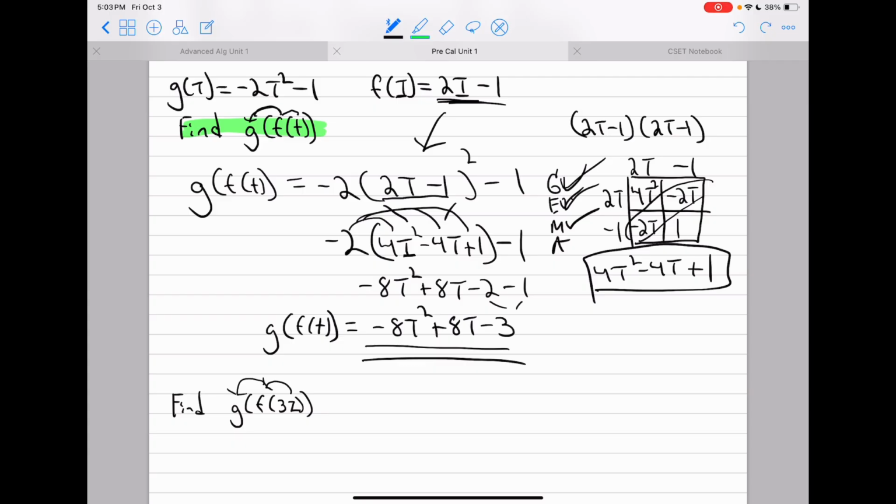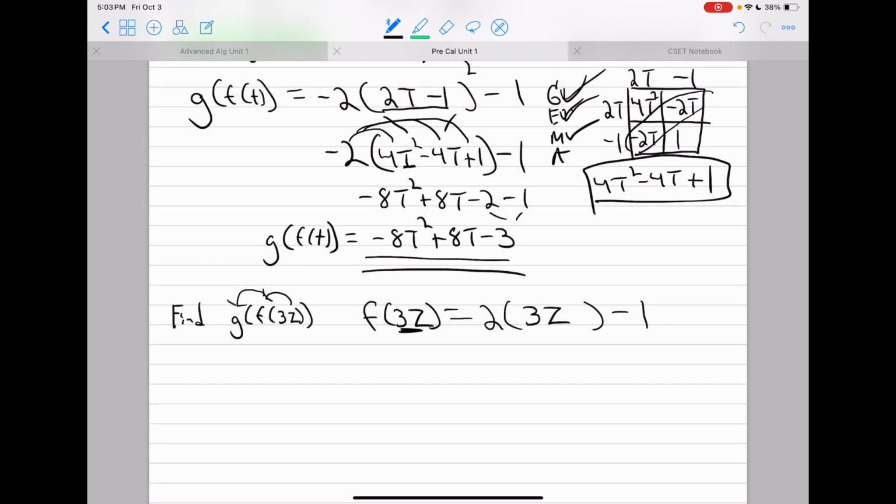So we're going to start off with f of 3z, okay? I'm looking at f of t, and it's 2t minus 1, so it's 2 times t minus 1. Anywhere there was a t, I'm going to put a 3z. So it's 2 times 3z minus 1. I'm going to simplify this. 2 times 3z is 6z minus 1. So f of 3z equals 6z minus 1.